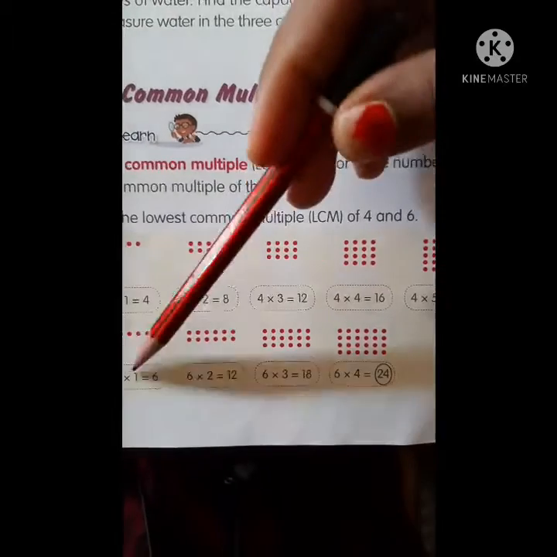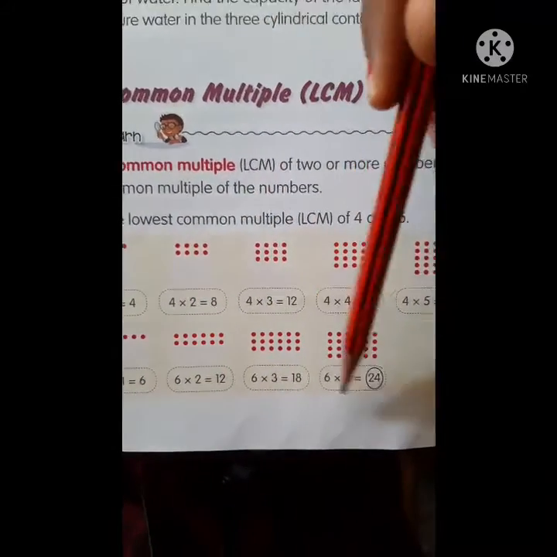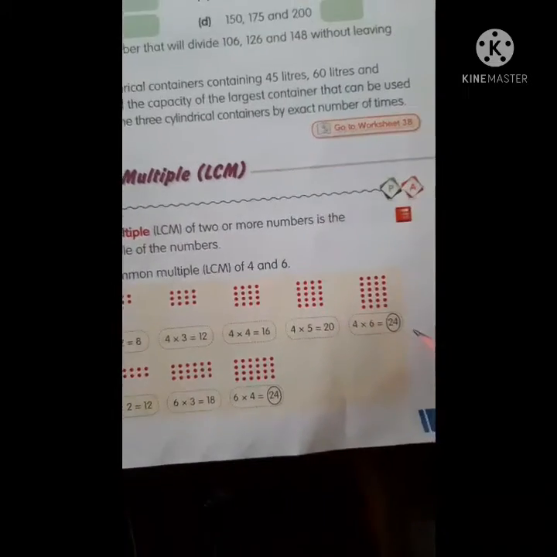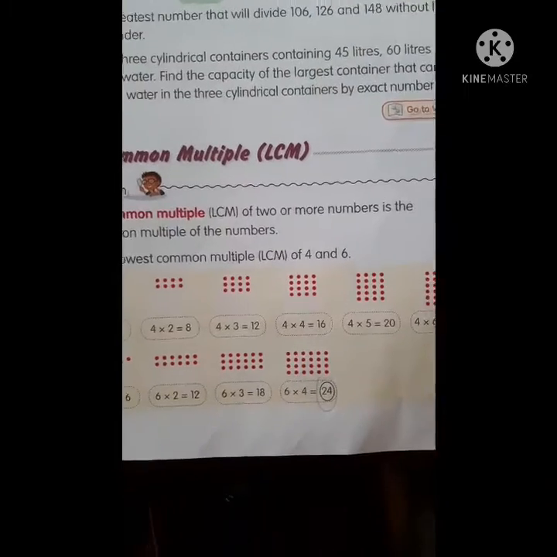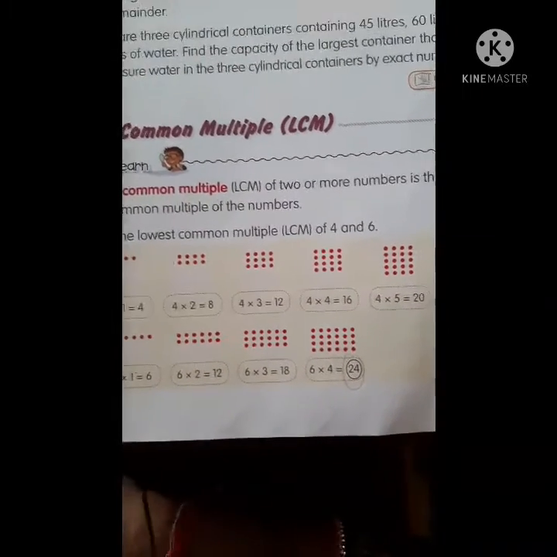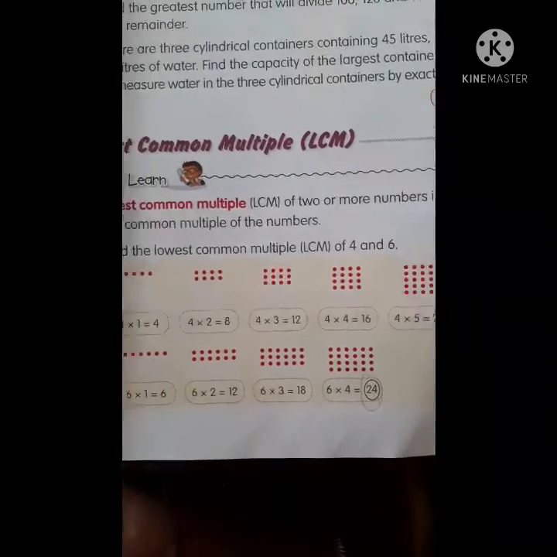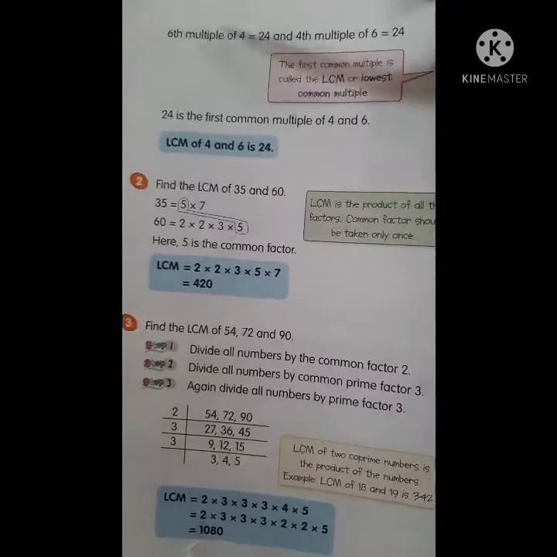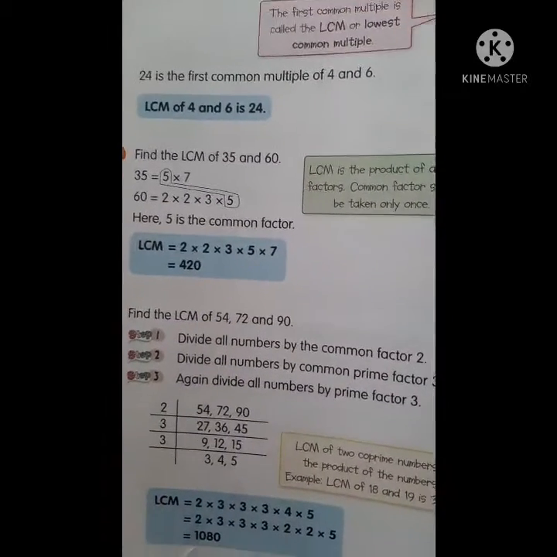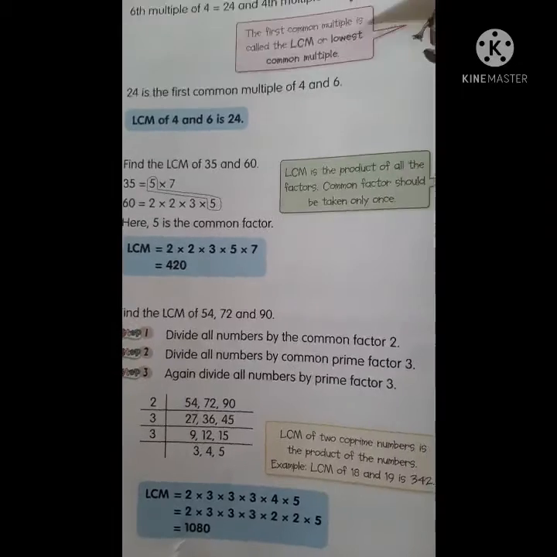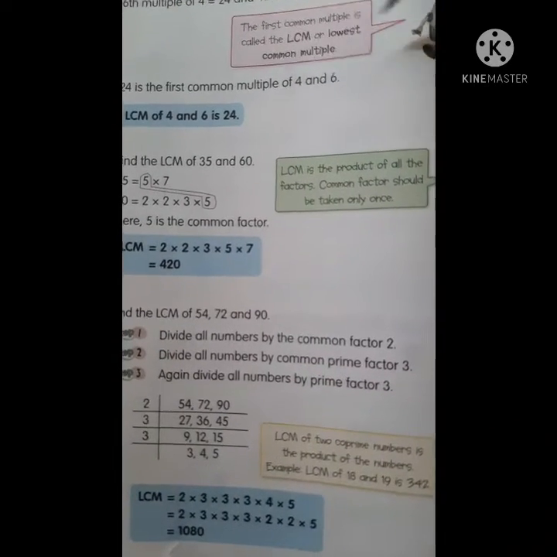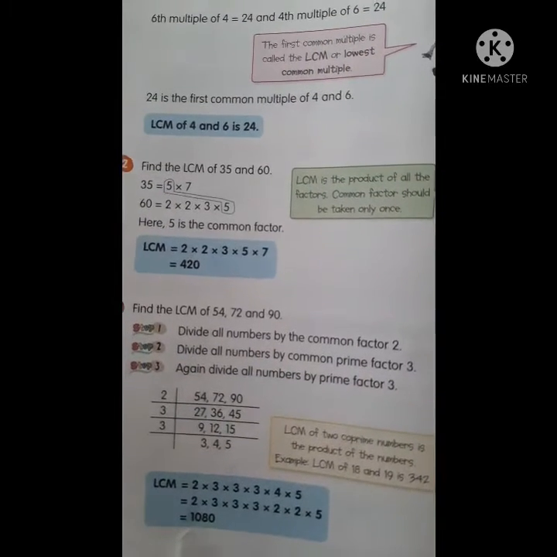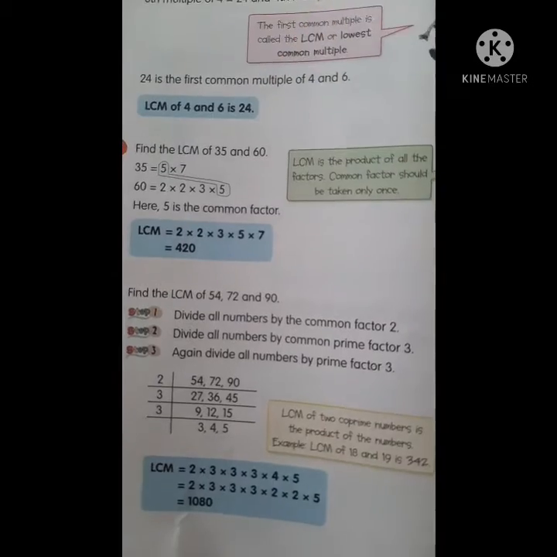Then the other number, the 6 table: 6 1s are, 6 2s are, 6 3s are, and 6 4s are. You can see that in the 4 and 6 tables, 24 is the common number. So we say that 24 is the common number in 4 and 6. See, the sixth multiple of 4 is 24 and the fourth multiple of 6 is 24. The first common multiple is called the LCM, or the lowest common multiple. 24 is the first common multiple of 4 and 6. So the LCM of 4 and 6 is 24.